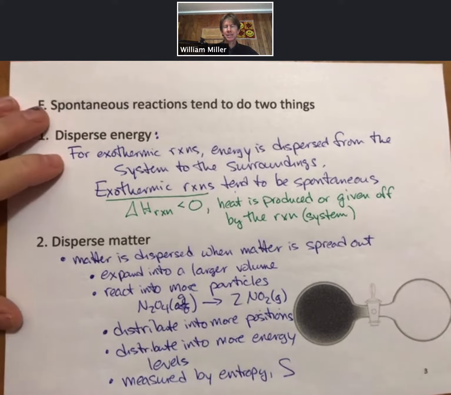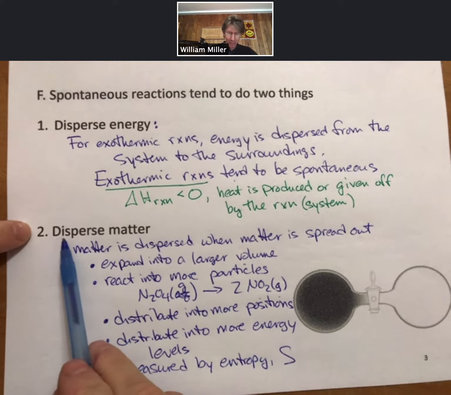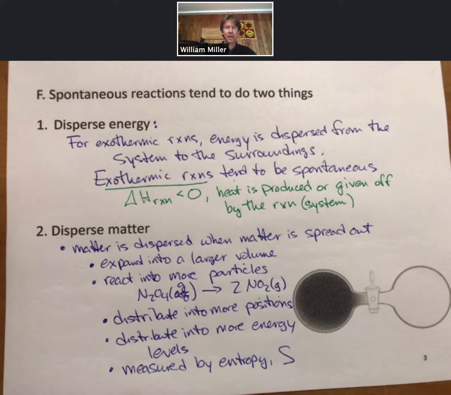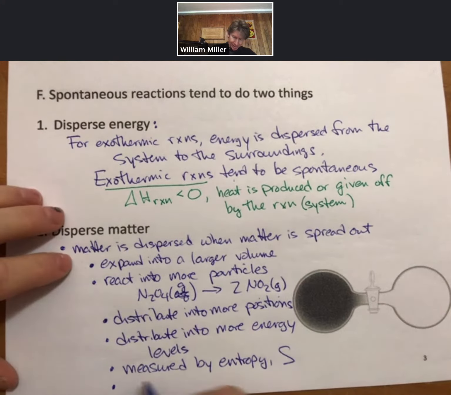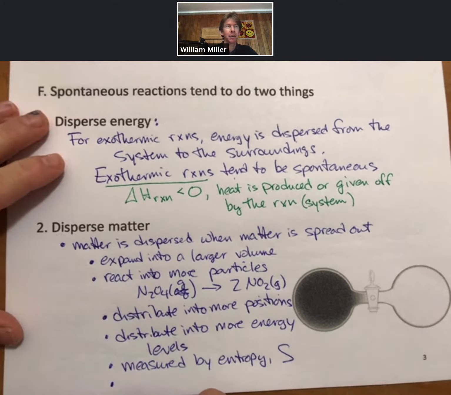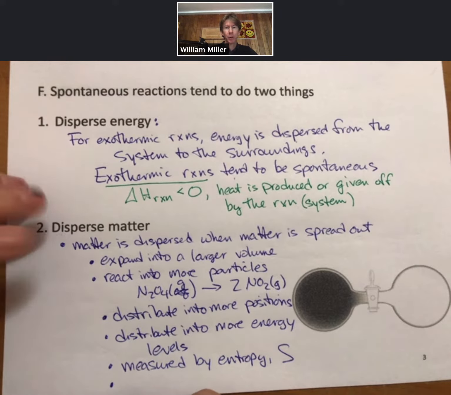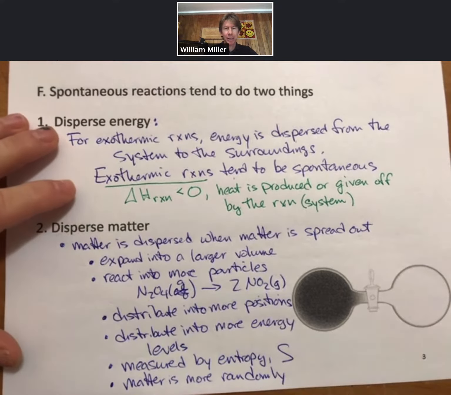And entropy is typically thought of as the disorder of things, and there's a lot of ways in which that works. I think a better way to think about it is in terms of dispersal of matter, matter being more spread out. I guess the one other thing I can say is that dispersal of matter means matter is more random, and I should say more randomly positioned.